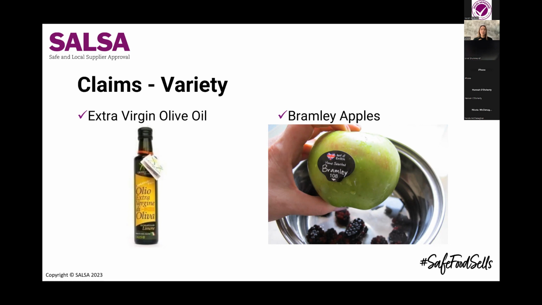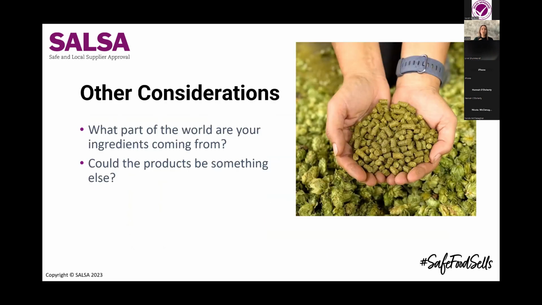So consider another example: if you're buying Bramley apples and you're making that claim on pack about the variety being Bramley, how do you know that you are actually receiving Bramley apples? Does the person that you purchase from grow or supply other varieties of apples as well? So that could be a higher risk ingredient as well. So other considerations then: which part of the world are your ingredients coming from? Could that be perceived as being a higher risk? Could the product be something else?